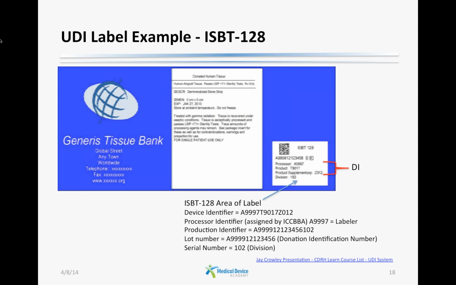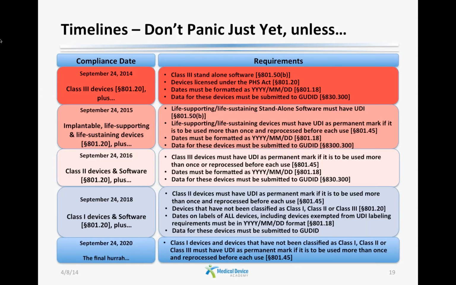Meeting the compliance timeline for your class of devices is critical. Dates in the compliance date column indicate when a UDI must be on labels and/or packaging, as well as when data for these devices must be submitted to the Global UDI Database. Each of the final rule's germane sections is noted for your reference.